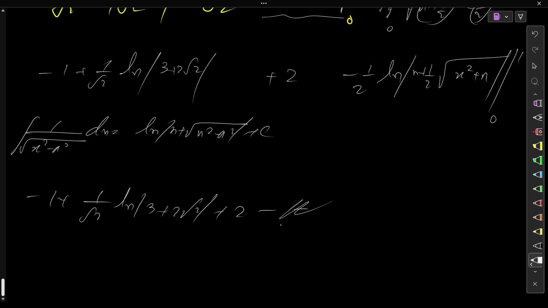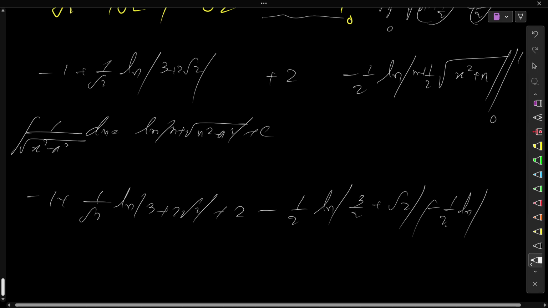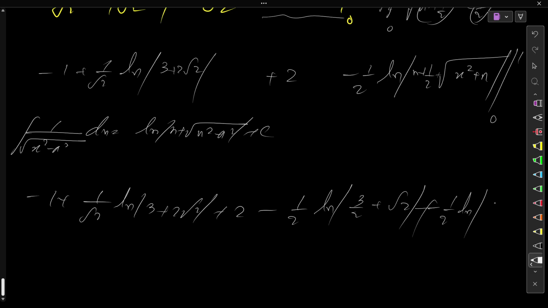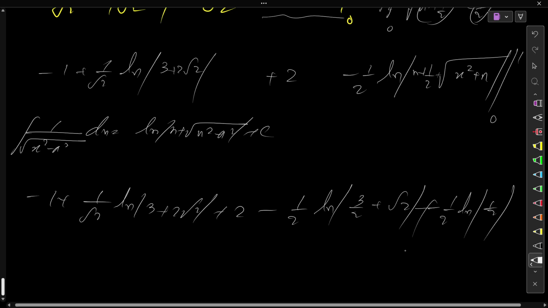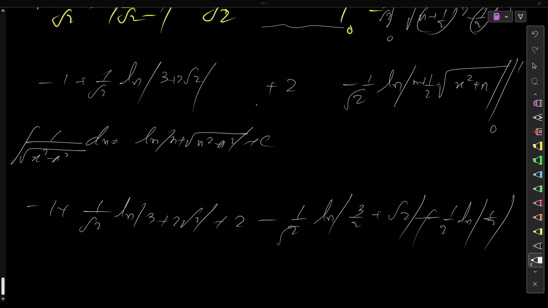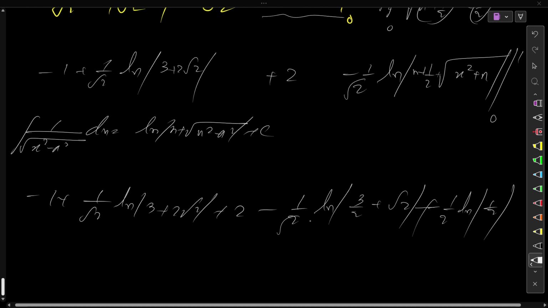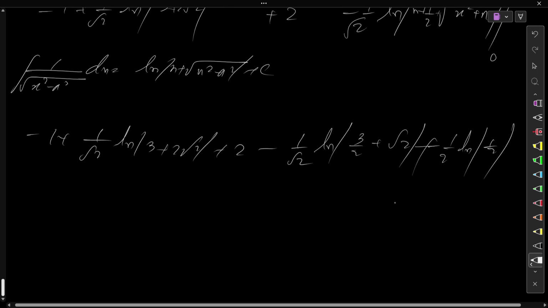So this could be written as ln mod of 3 by 2 plus root 2, right, minus half ln mod of... plus ln mod of 0, and this will become half, right, ln mod of half, right. Okay, so this is root 2. So let us continue.